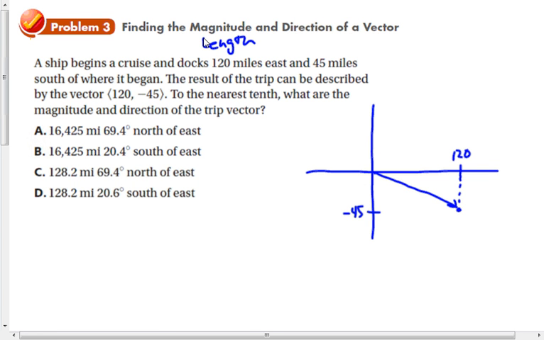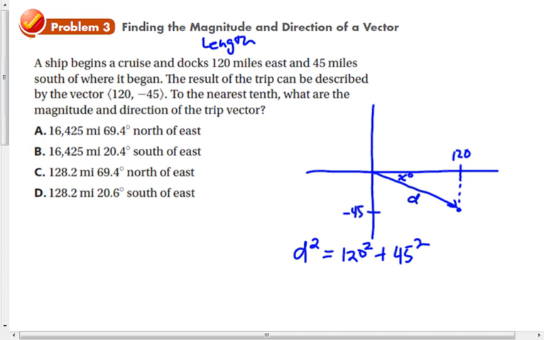So we need to know two things. We need to know this distance here, travel, and we also need to know, I'll just call it x for now, the number of degrees it is from where it started. So using the two numbers we have in Pythagorean theorem, we're going to say that d squared, you can also use the distance formula, but d squared is equal to 120 squared plus 45 squared.